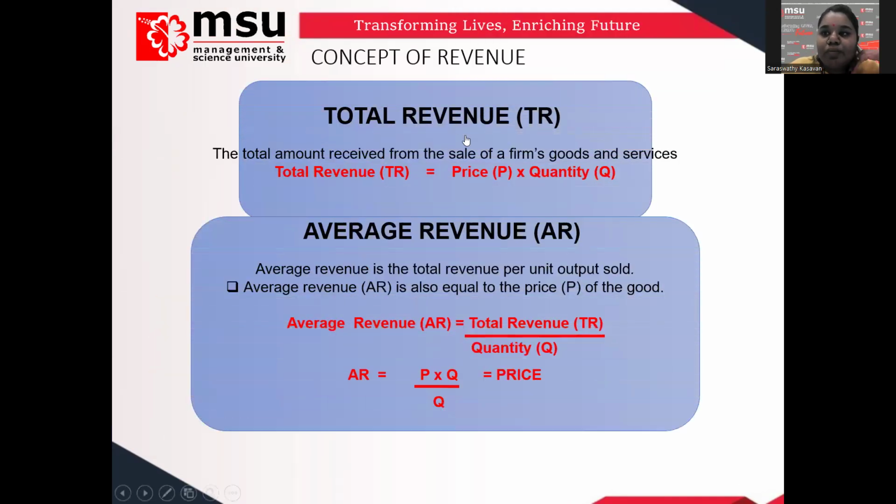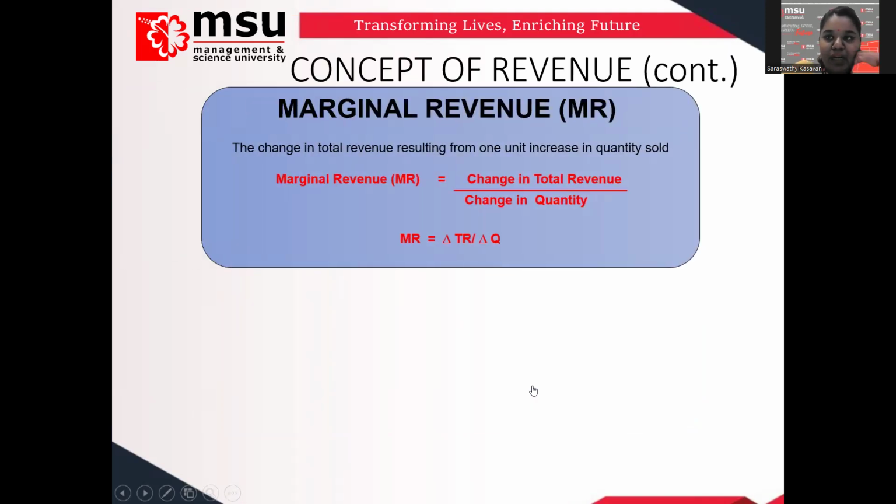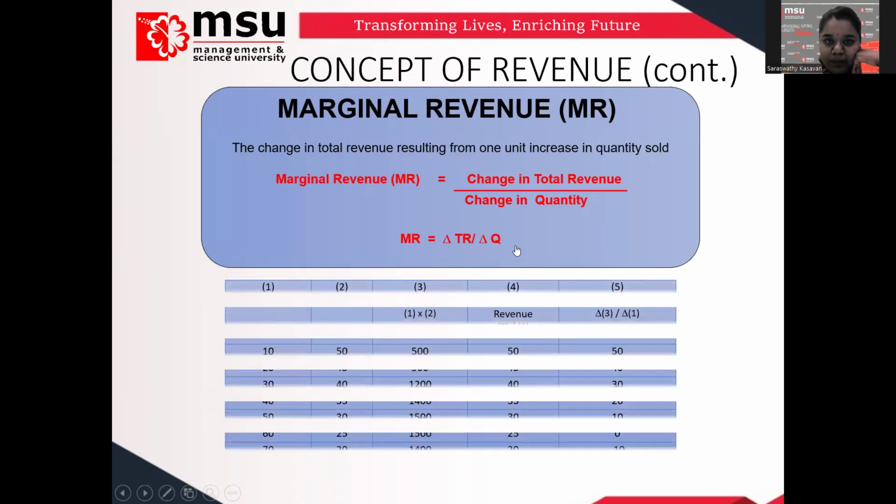Okay, this is the concept of revenue. Total revenue is equal to the price multiplied by the quantity, and average revenue is equal to total revenue divided by the quantity. So AR, the formula is P times Q divided by Q, which is the price. Okay, for the MR, the formula is the change in TR divided by the change in quantity.